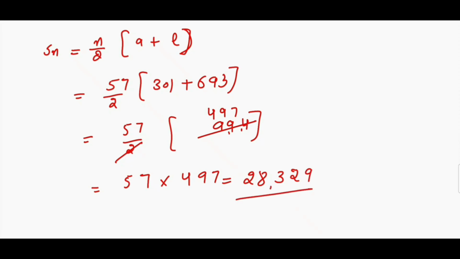The sum of all the numbers which are multiples of 7 between 300 and 700 is equal to 28329.